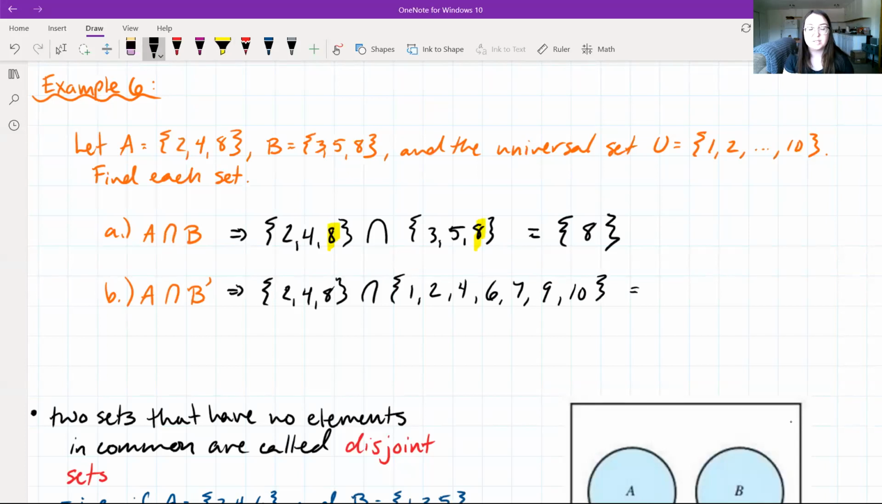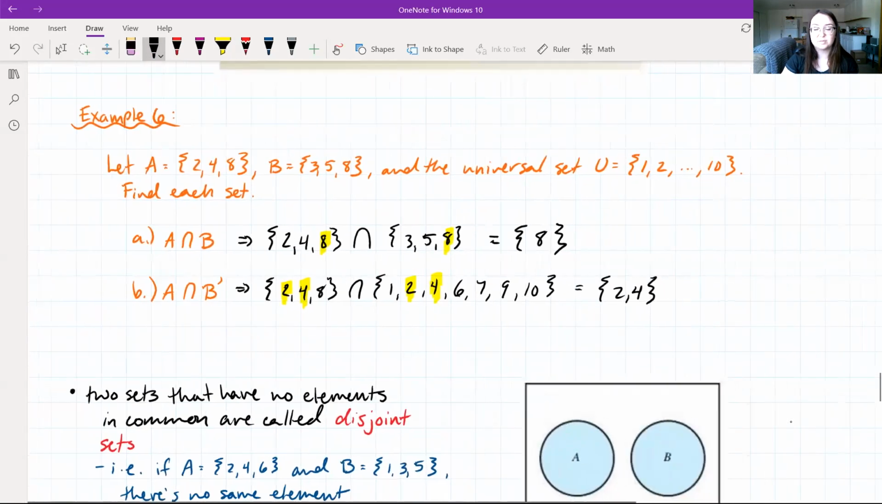So now I want to look for the same values. So we see 2 is in both sets. 4 is also in both sets. But 8 is not, since this is B complement. So we see that 8 intersects B prime. That's going to give us a set of 2, 4. So we're just looking for all the elements that are in both sets, and those create a set itself.